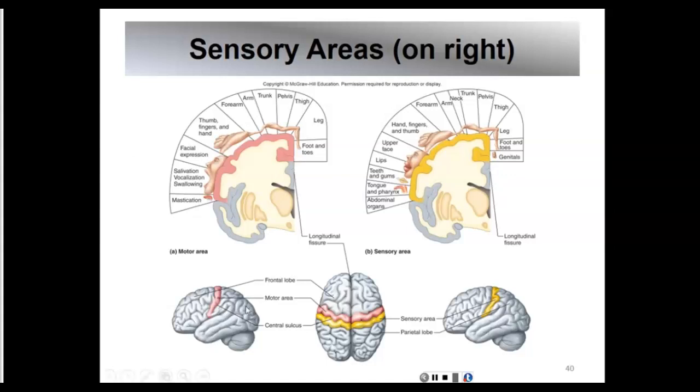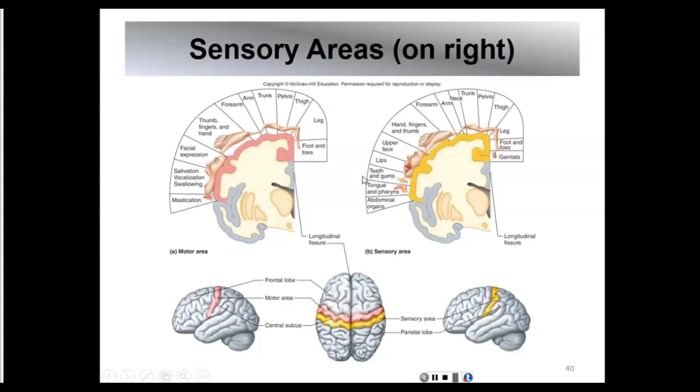But let me first talk about this bottom picture. Here's our cerebrum from looking at the top, and the pink gyrus is motor. The yellow gyrus is sensory. So from our frontal lobe, this first gyrus in front of that central sulcus, which is the line that divides the two, this bump in front of it we will call the precentral gyrus, or the motor area, and the one behind the central sulcus is called the postcentral gyrus, and that is the sensory area.